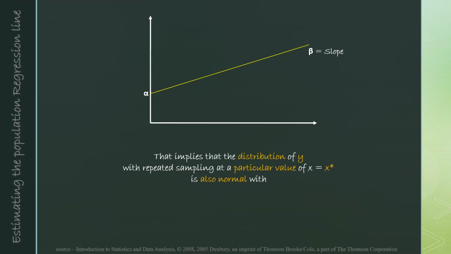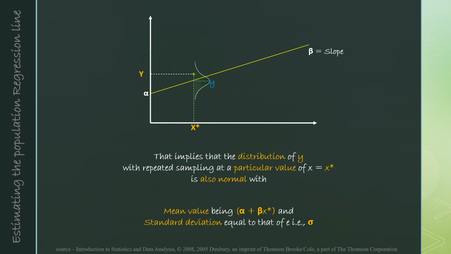That implies that the distribution of Y with repeated sampling at a particular value of X equals X star is also normal, with mean value being alpha plus beta multiplied by X star, that is the height of the population regression line above X star, and the standard deviation equal to that of the error E, that is sigma.